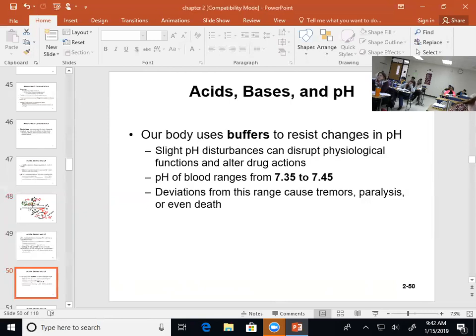So a buffer is just something that helps you to resist pH changes, all right? And we have a ton of buffering systems in our body. Why do you think we have so many different buffering systems in our body? You have backups, because pH balance is that crucial. You have a ton of different ways to balance it.